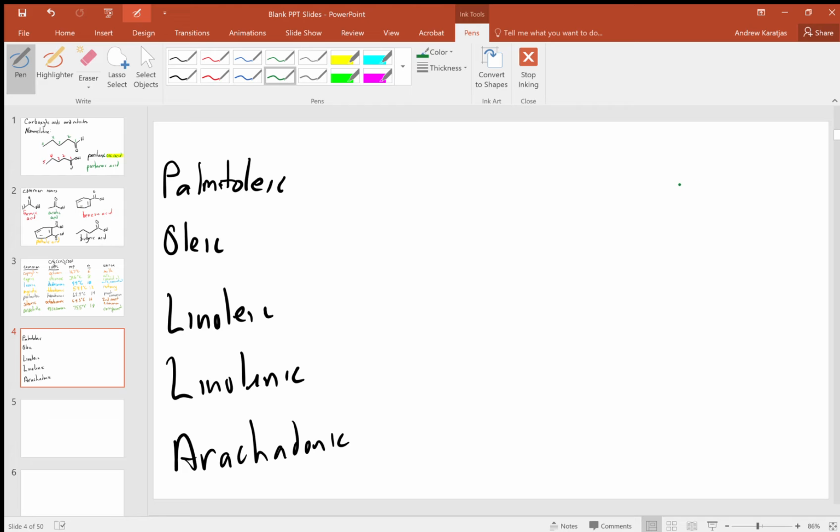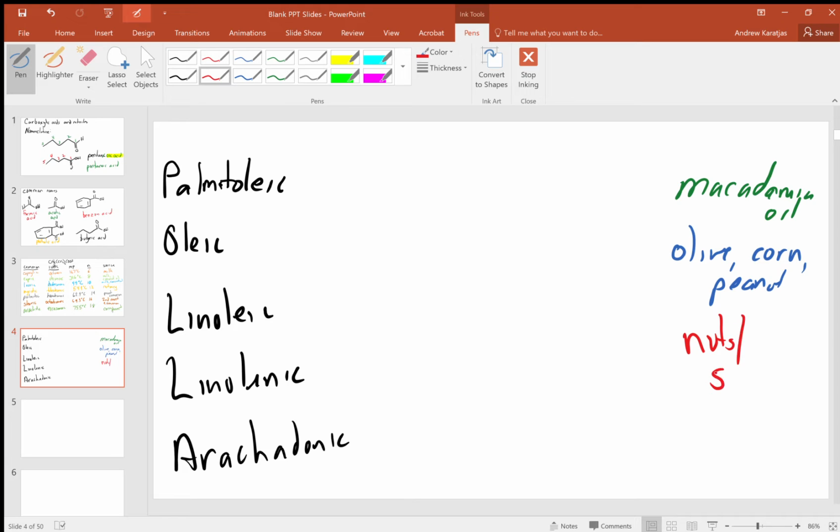Palmitoleic makes up about 20% of what we find in macadamia oil. Oleic we find in pretty much any cooking oil. We use olive, corn, peanut oil. Linoleic and linolenic are both found in a lot of nuts and seeds. And arachidonic acid, we actually find that it's fairly abundant within the brain.